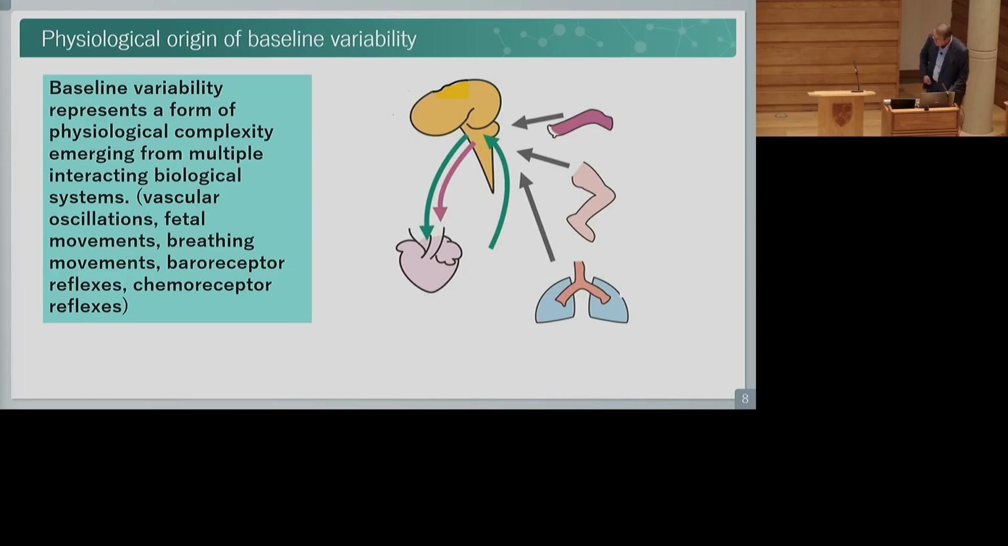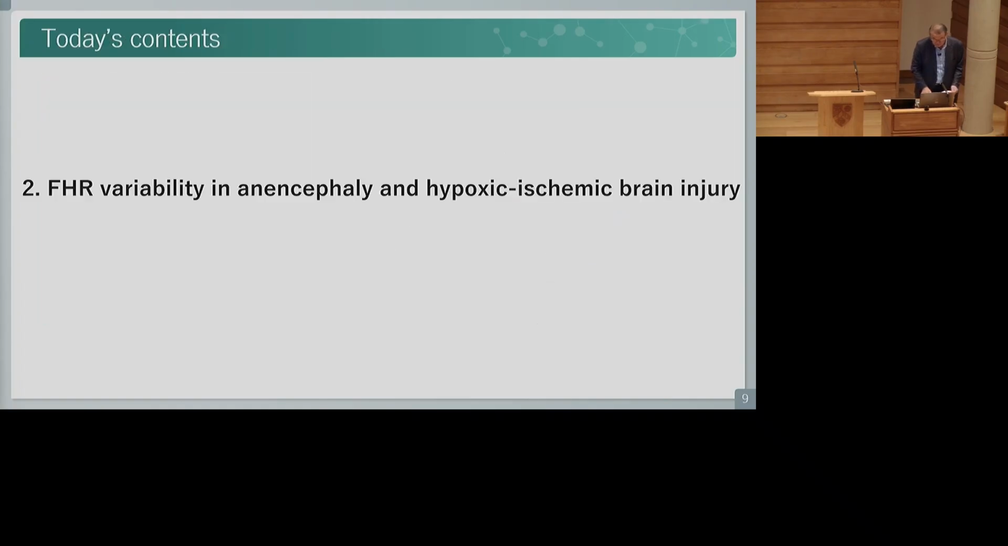In summary, baseline variability represents the physiological complexity emerging from multiple biological systems. These include vascular oscillations, fetal breathing movements, fetal activity, baroreceptor reflexes and chemoreceptor reflexes. Therefore, variability should be viewed as a physiological signal rather than simple noise.